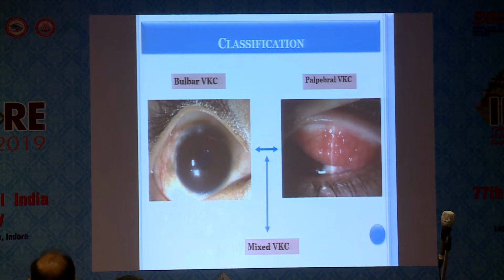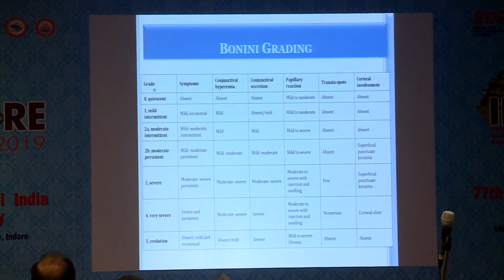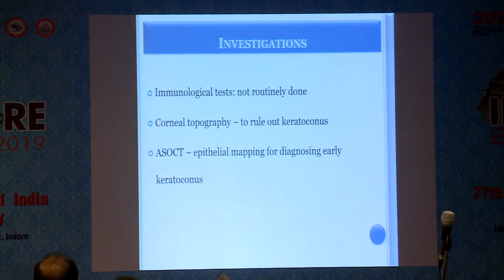It is mostly classified into bulbar VKC and palpebral VKC. In most of the cases, you have a mixed variety. For grading of severity, there are various gradings that have been put forward. One is the Bonini grading, and the other one is the Gokhale grading.